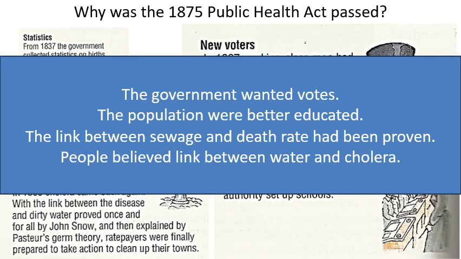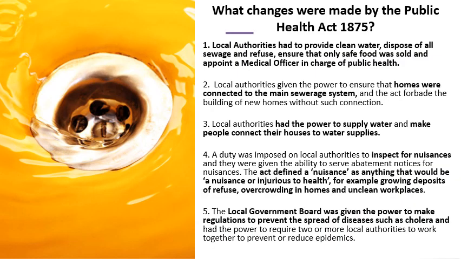So yeah, just to summarise, the government wanted votes, the population was better educated, everybody accepted now that there was a link between sewage and the death rate and cholera, and people believed in it. And of course, people wanted something to be done. Okay, the only people that could do that was the government by making it a countrywide measure. So what was in it?